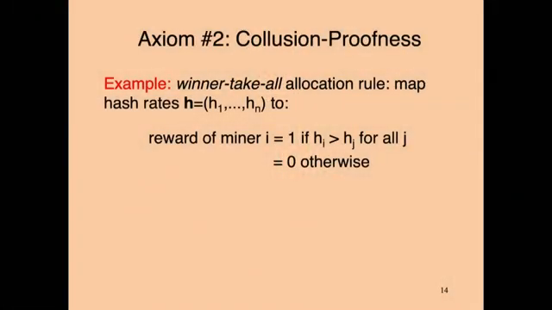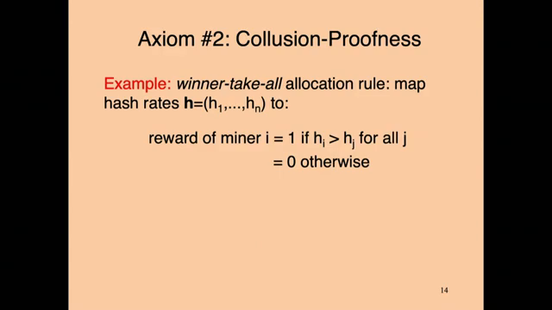So let me throw out a second super crazy allocation rule to you, the winner-take-all rule. Suppose we're in that regime where we're taking thousands or tens of thousands of samples during an epoch, so we have a super accurate estimation of everybody's contributed hash rates. Then one thing we could do is deterministically allocate the entire block reward to the biggest miner, the miner that contributed the largest hash rate during that epoch.